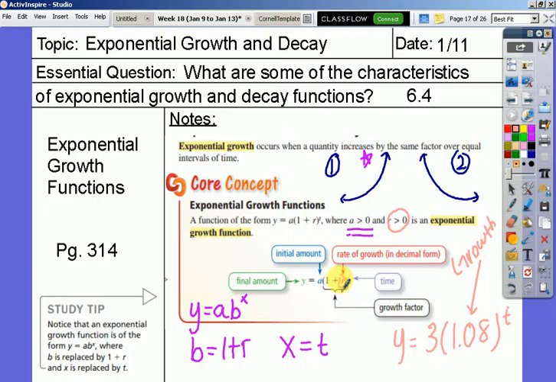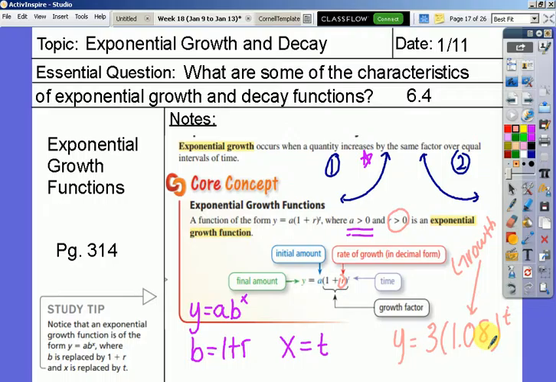Do you have any questions about this basic formula? Yes? So b equals the growth rate? B equals the growth factor. Yeah, the growth factor. The rate of growth is just a percentage, it's just r, right? So you have a rate of growth, which is 0.08, so 8%. And then you have a growth factor, which is 1.08. Yeah? Okay.